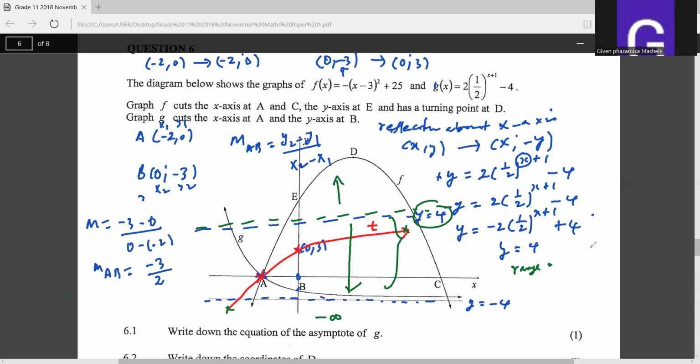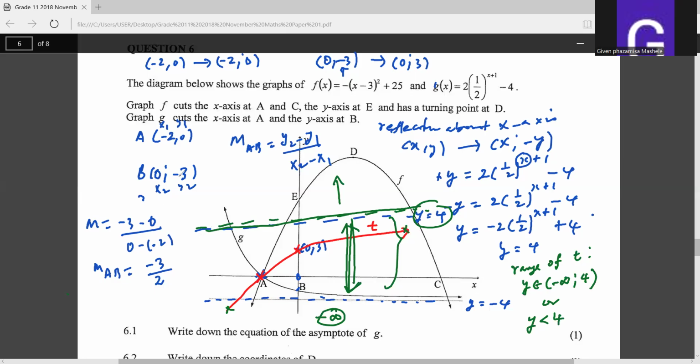So we can say, since the 4 is the maximum, the range of T will be Y, an element from negative infinity up until 4, but not including 4, because at 4 it is the asymptote. Or we can say Y is less than 4, anything below 4. That's how we can get the graph.